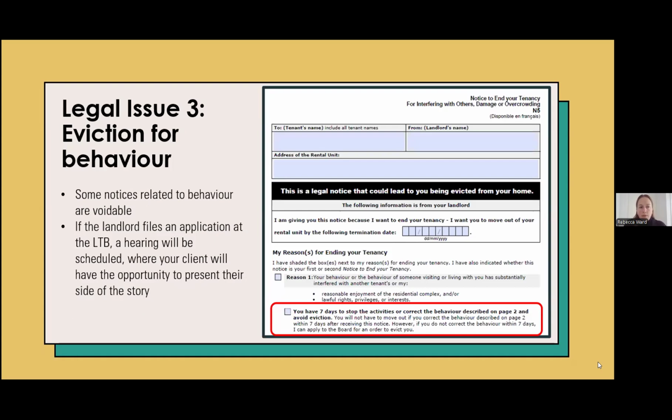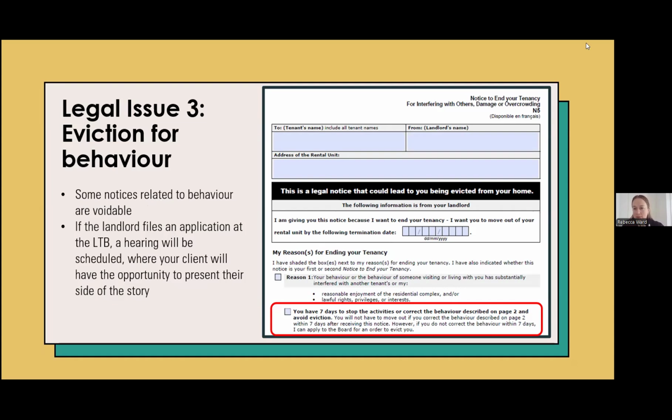Okay. The third of four legal issues I want to talk about is about eviction for behavioral type issues. So it's not about money, it's about the conduct of the tenant. There's multiple different types of notices that kind of relate to behavior. And the one on the screen here is an N5. An N5 is probably the most common type of notice that you would see about behavioral type allegations.